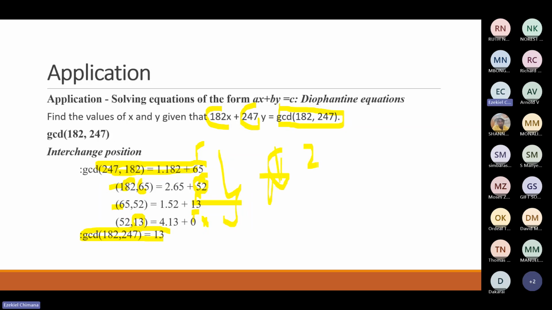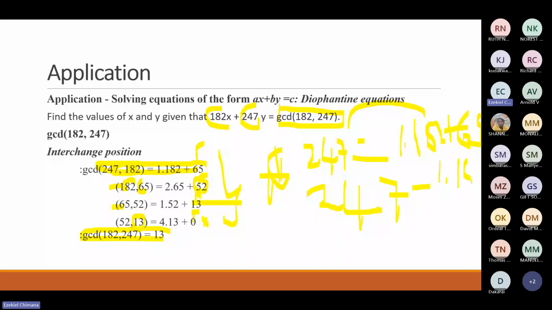So you have 247y, which is equal to this thing, 182x, maybe plus 65, right? Plus 65. This is 182x plus 65. So you want to make 65 the subject of the formula. So you take this one to this side, and end up having something like 247y minus 182x, which will be equal to 65.